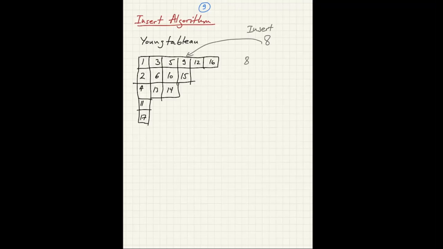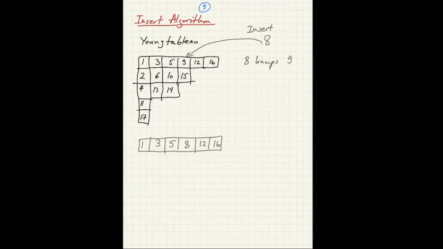So 8 essentially bumps 9 from this position. So I will write now what happens. 1, 3, 5, 8 has gone here. We have a 12 and we have a 16. So that's the first row.